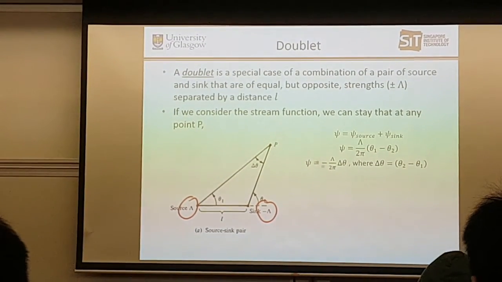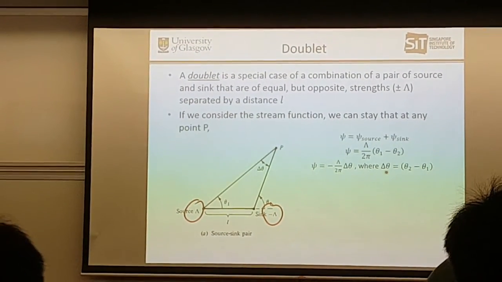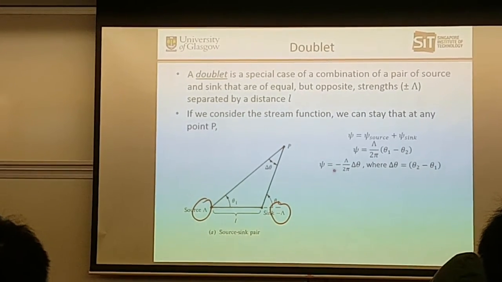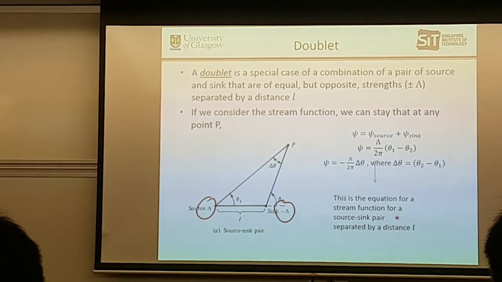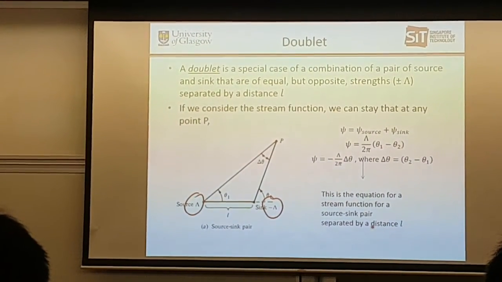So I can write this in this form here, or I can write this as delta theta. That means the change in the two angles that I see. So that's what I have. This is the equation for a source sink pair that's separated by distance L here.